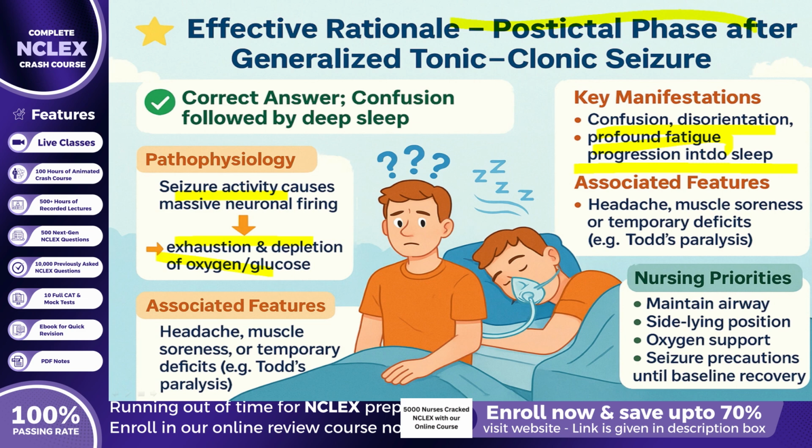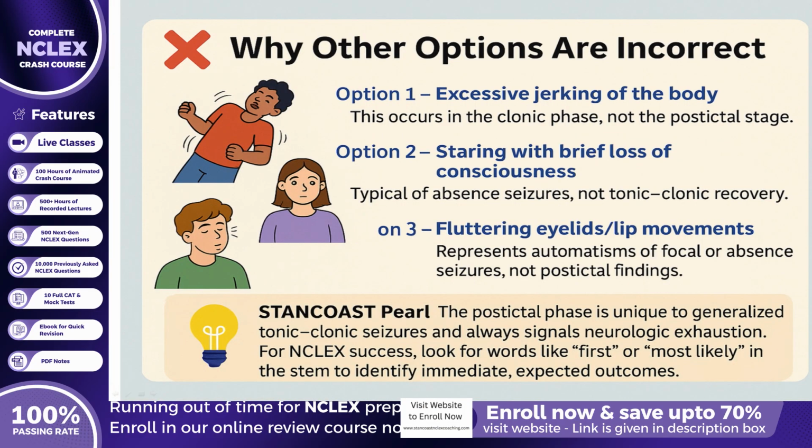Additional features may include headache, muscle soreness, or even temporary neurologic deficits such as Todd's paralysis. The nurse's responsibility here is to ensure airway protection, maintain a side-lying position to reduce aspiration risk, and provide oxygen and seizure precautions until the client regains baseline awareness. Switching focus to why the other options are incorrect, let us first analyze option 1, excessive jerking of the entire body. This represents the clonic phase of a tonic-clonic seizure, not the postictal state.